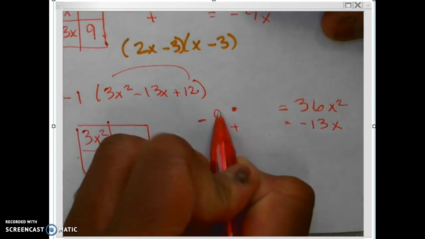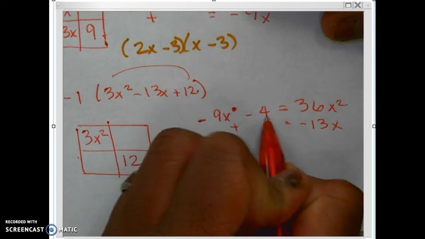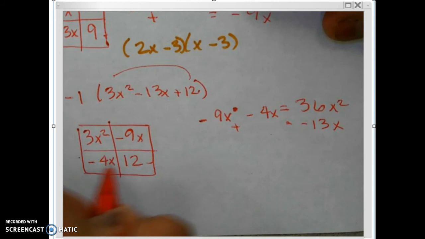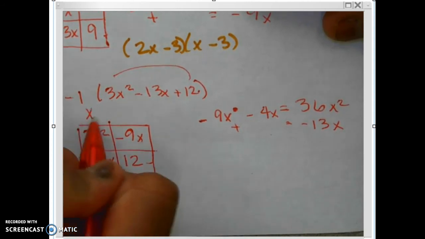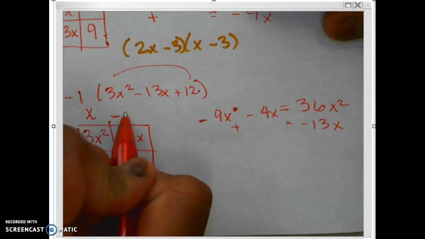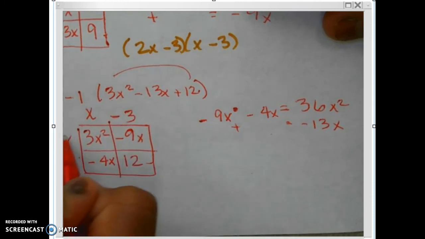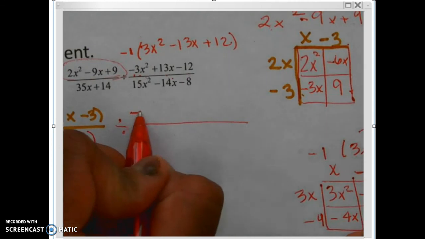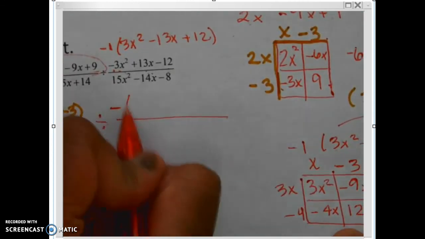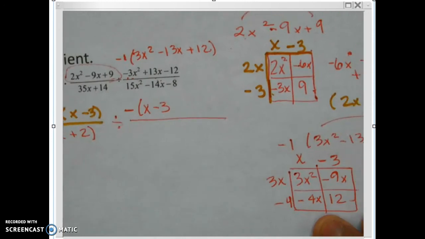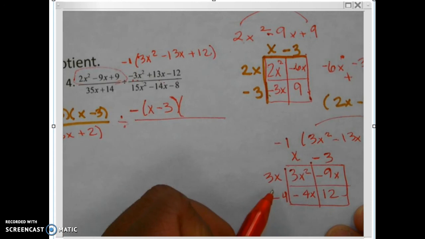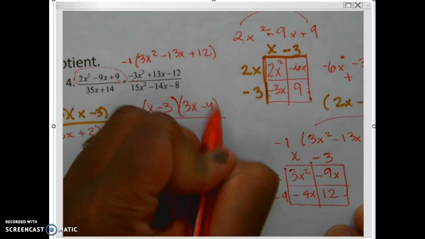I'm thinking -9x and -4x for my diagonals. -9x, -4x. So what do these two have in common? Just an x. These two, -3. These two terms have a 3x in common. And here I'm going to factor out a -4. So what am I doing with this? Well, remember we had the negative sign here. And then we had x minus 3. And we had, along this side right here, 3x minus 4.